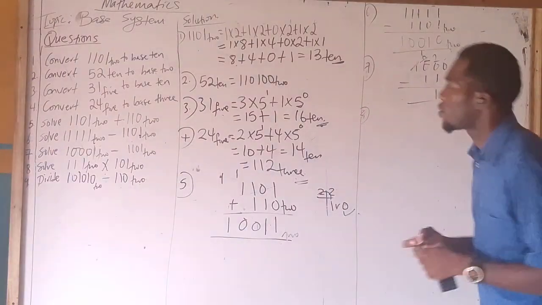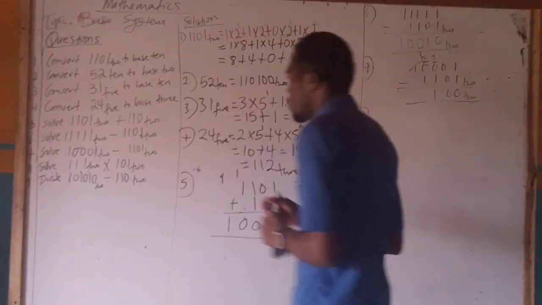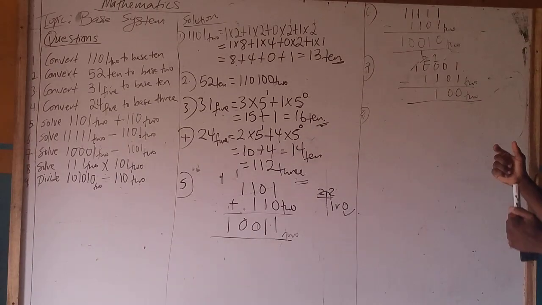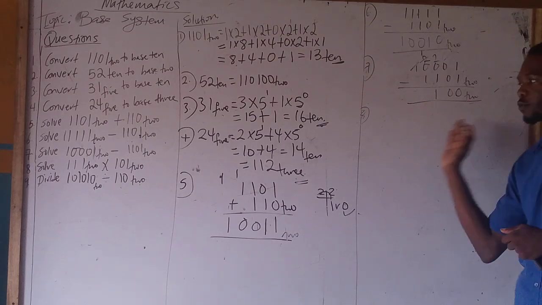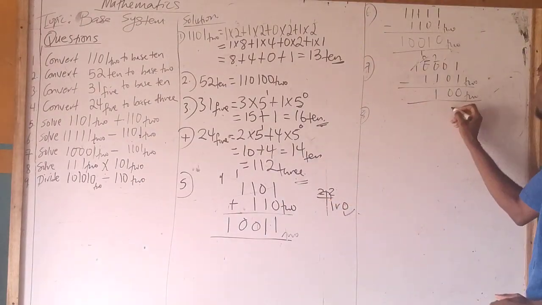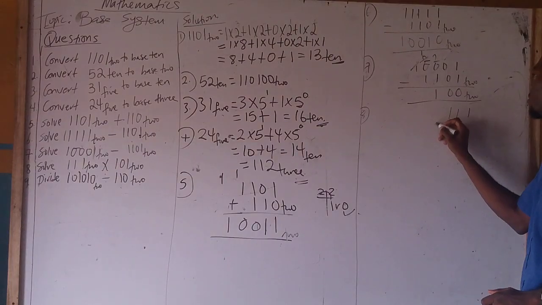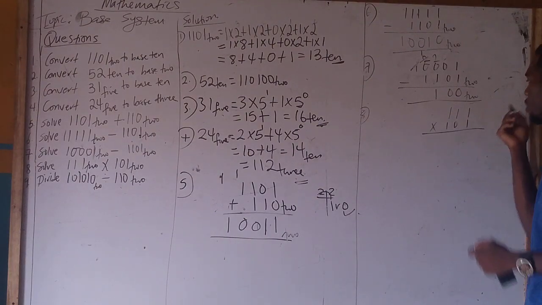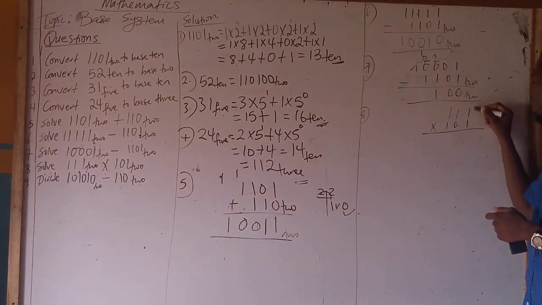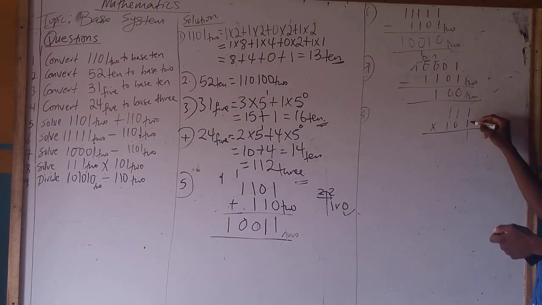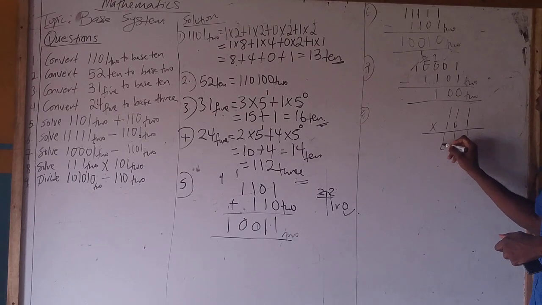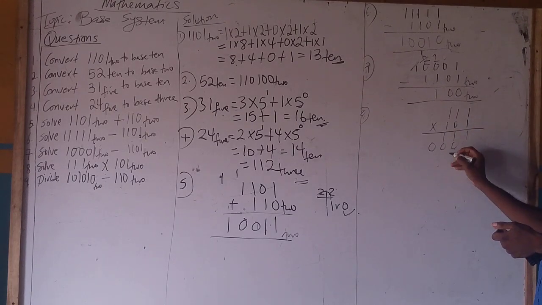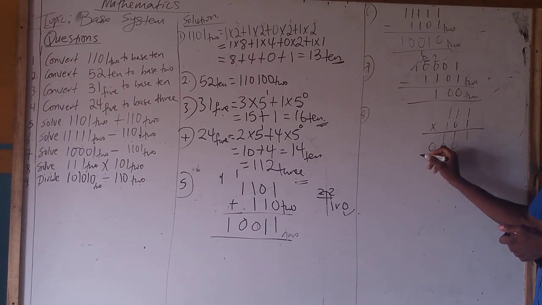Number 8. Number 8 we have multiplication. 1, 1, 1 times 1, 0, 1. Like I said, shift your hand to this side, because multiplication always tends to go in this direction. So I have 1, 1, 1 times 1, 0, 1. Let's multiply this. 1 times 1 is 1, just like normal maths. 1 times 1 is 1, 1 times 1 is 1. 0 times 1: remember, 0 times any number is 0. Then 1 times 1, 1 times 1, come under here, 1. 1 times 1, 1 times 1, 1.